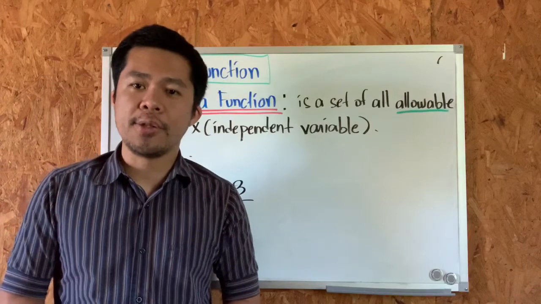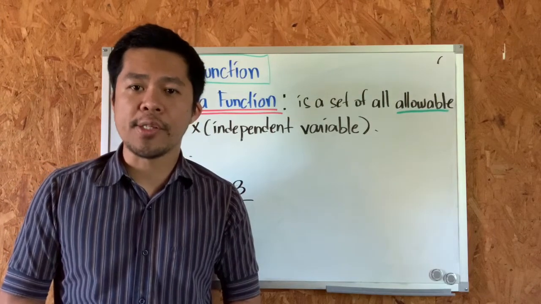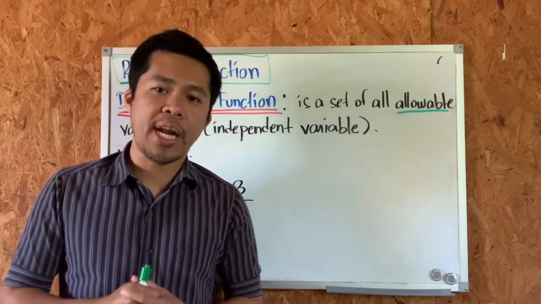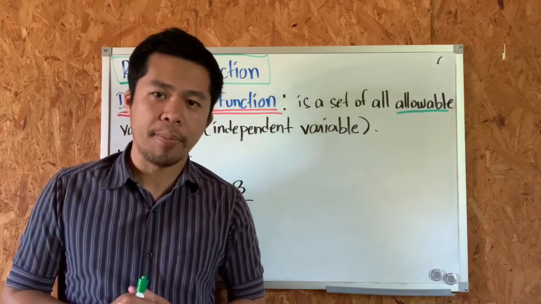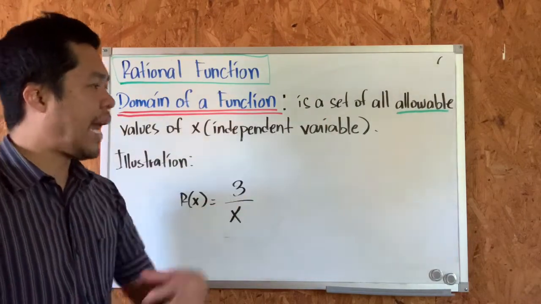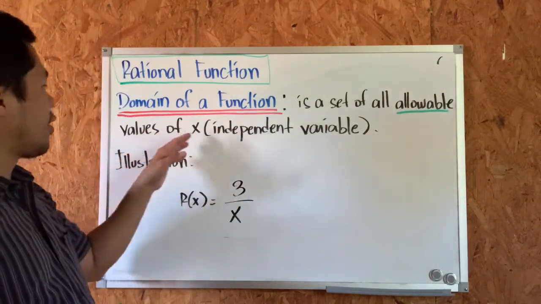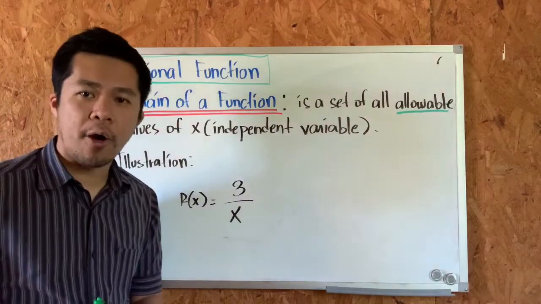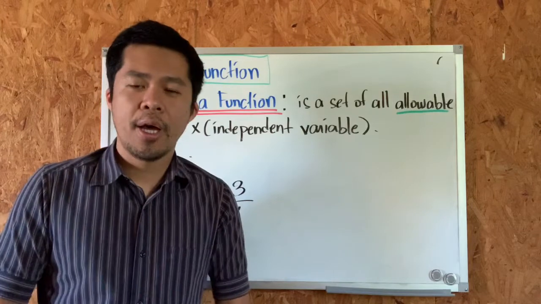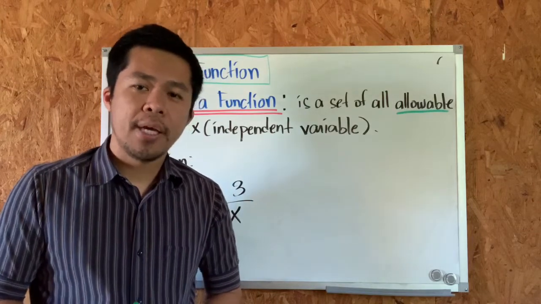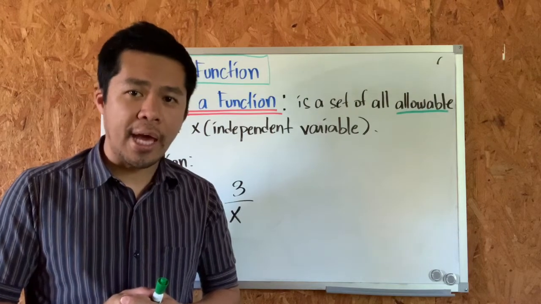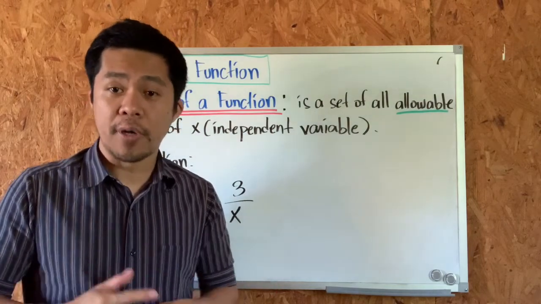Okay, so let's proceed to the second part of the lesson, which is about the domain of a rational function. But first, let's try to define what a domain is. The domain of a function is the set of all allowable values of x, or the independent variable. Now, I want you to focus on the word allowable. What do I mean by that? It simply means that not all numbers can replace x, especially in a rational function.